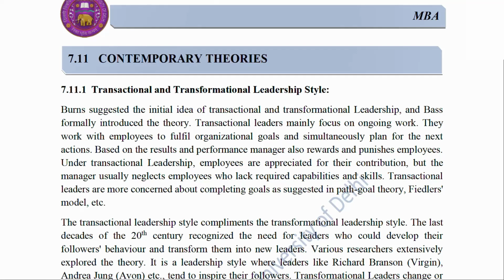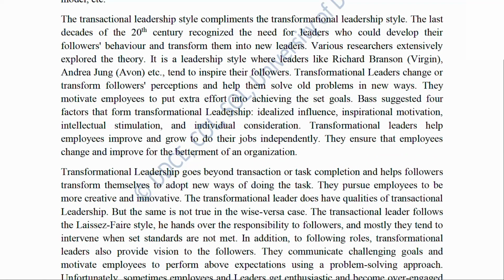Based on the results and performance, managers also reward and punish employees. Under transactional leadership, employees are appreciated for their contribution, but the manager usually neglects employees who lack required capabilities and skills. Transactional leaders are more concerned about completing goals as suggested in path goal theory, Fiedler's model, etc. The transactional leadership style complements the transformational leadership style.